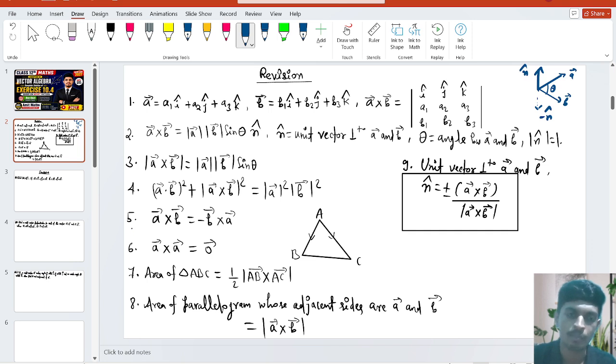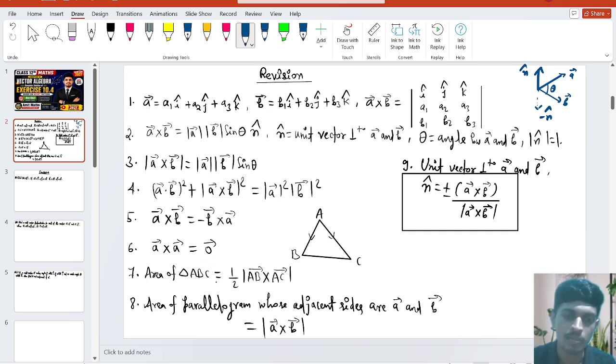And fifth, A cross B equals minus B cross A. Here you see that the commutative law does not hold in vector multiplication, so vector A cross B equals minus vector B cross A. And sixth, if we take the vector product of a vector with itself, it becomes the zero vector, because the angle theta is 0, as every vector is parallel to itself.